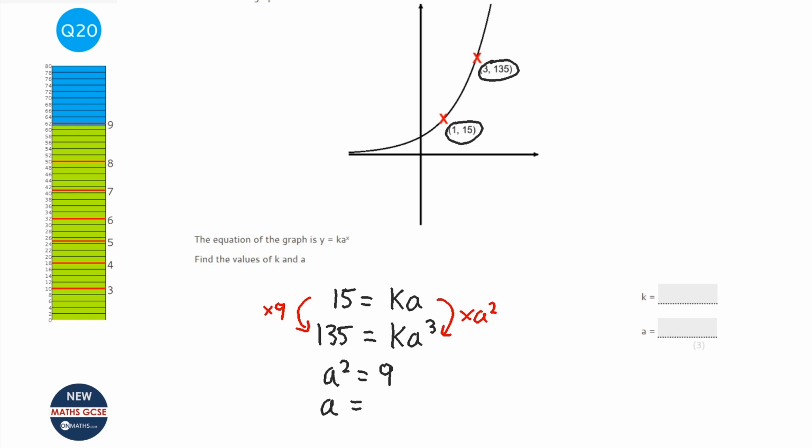Now this is where it gets interesting. You actually get a positive and a negative 3, but the reason I know it's positive 3 is because if it was a negative, the actual graph would look like this.